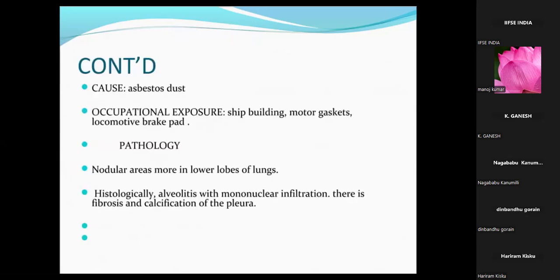Now, what is the cause of this asbestosis disease? The main cause is asbestos dust. Now, the occupational exposure: which industry people are more exposed to this? The shipbuilding industry, motor gaskets, and locomotive brake pads. Still, brake pads for vehicles are made up of the same asbestos material. So, the pathology, no need of that.